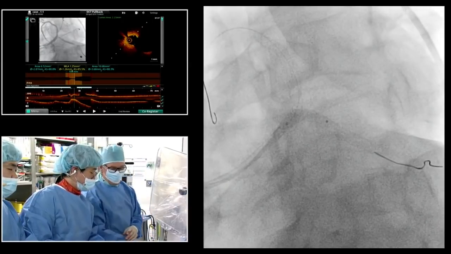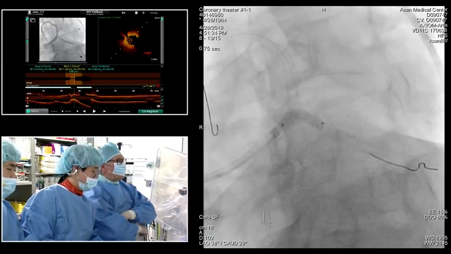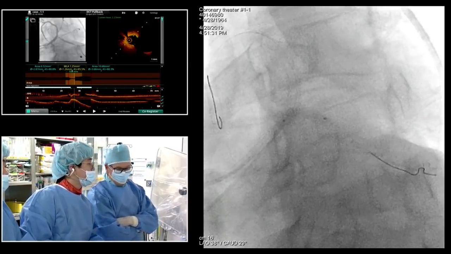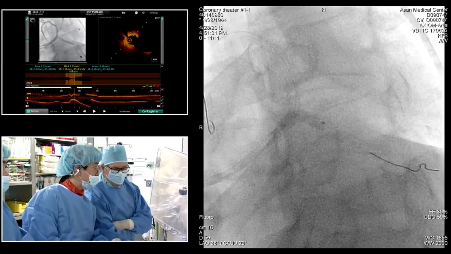What size scoring? 3.5. Okay, 3.5, fully dilated. Usually it's soft, then the non-compliant balloon.